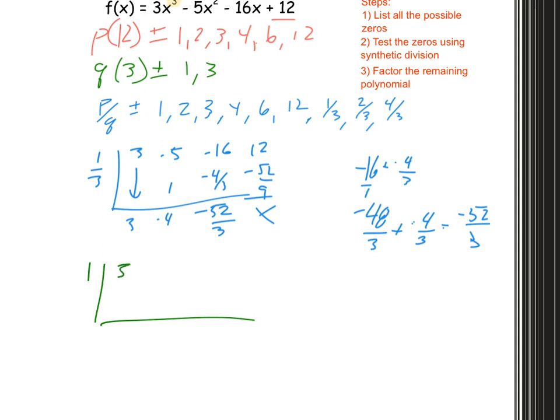So 3, -5, -16, 12. Bring down the 3. 1 times 3 is 3. -5 plus 3 is -2. -2 times 1 is -2 plus -16 is -18. Not looking very good here. All right, didn't get 0. I'm just going to try -1. I like working with 1.